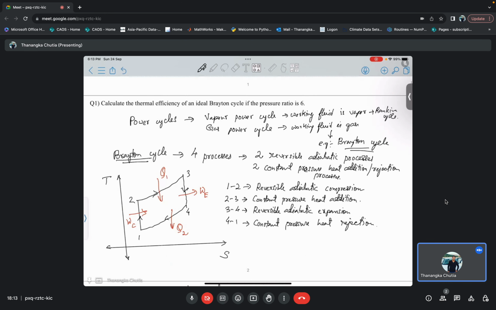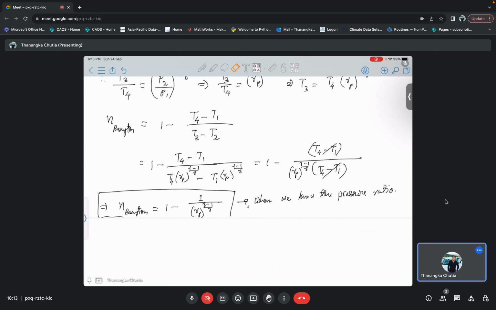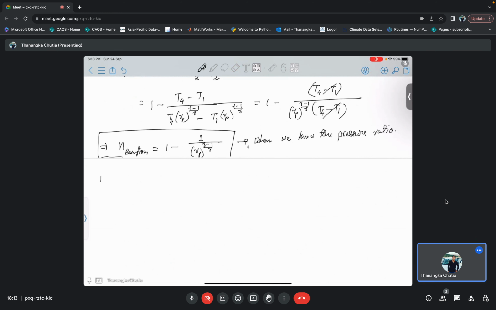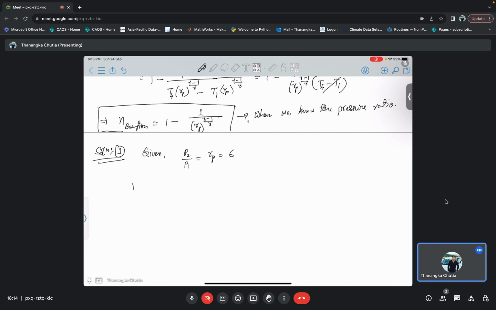Calculate the thermal efficiency of an ideal Brayton cycle if the pressure ratio is 6. So solution of 1 will be what? Given P2 by P1, that is equal to Rp, is given as 6. Okay, so we have to calculate the efficiency. Now eta Brayton will be simple: 1 minus 1 by Rp to the power gamma minus 1 divided by gamma.